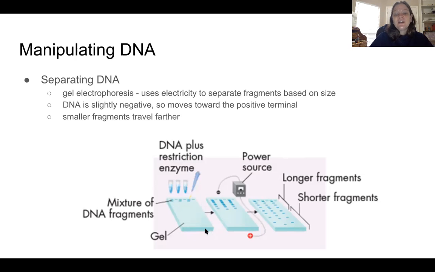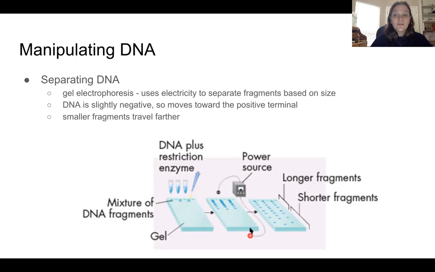And then you put it down in a liquid that's called a buffer, and you attach electricity to it. So you have a positive and a negative pole. DNA itself is just very slightly negative. So by attaching the negative electrode to the end where you loaded your DNA, okay, where you put the DNA in, and then the positive electrode to the other end of the gel, you create this flow of electricity and it pushes the DNA toward the positive terminal.